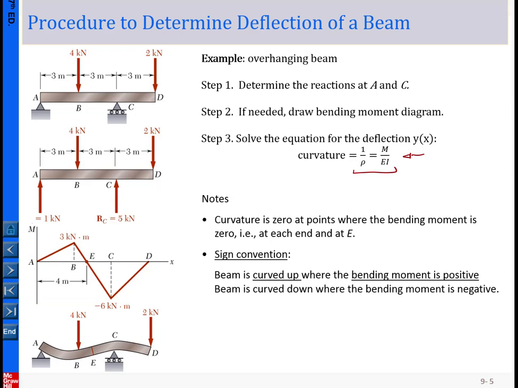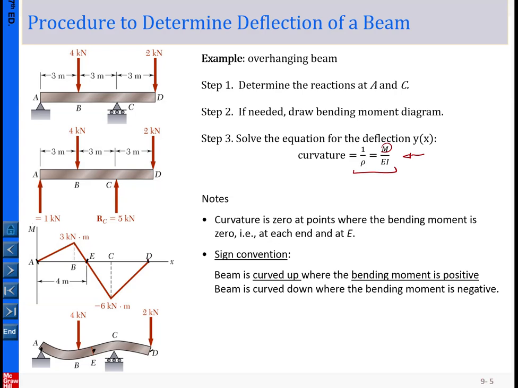The first one: the curvature is 0 where the bending moment equals 0. Again, this is the curvature, and when the bending moment equals 0, the curvature equals 0. So basically the bending moment equals 0 here, here, and here. That means the curvature at here, here, and here equals 0.